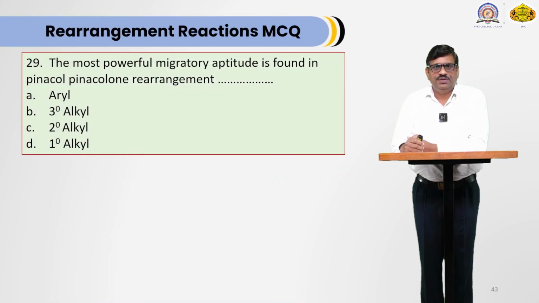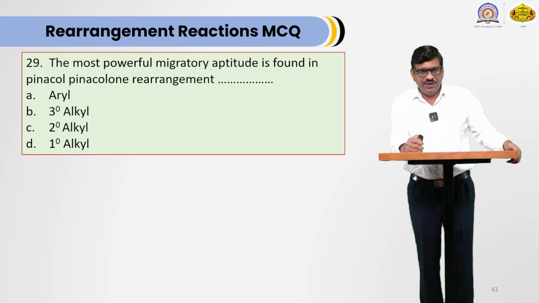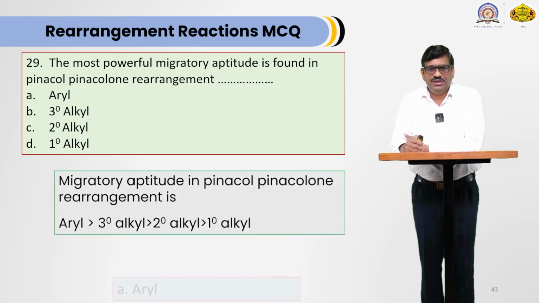Question number 29. The most powerful migratory aptitude found in pinacol rearrangement is dash dash. Option A is aryl, option B is tertiary, option C is secondary alkyl, option D is primary alkyl. If you see the pinacol rearrangement, in that rearrangement, if an aryl group is present, then it is going to migrate. That's why the answer of this question is aryl group, that is option A.